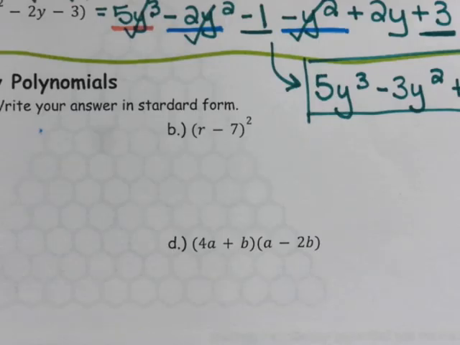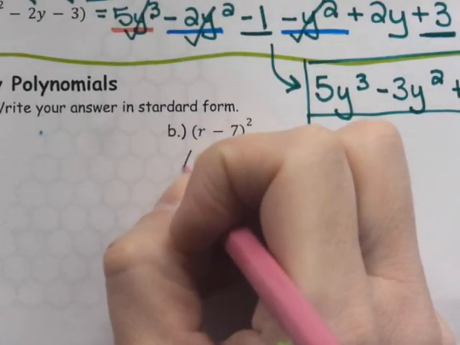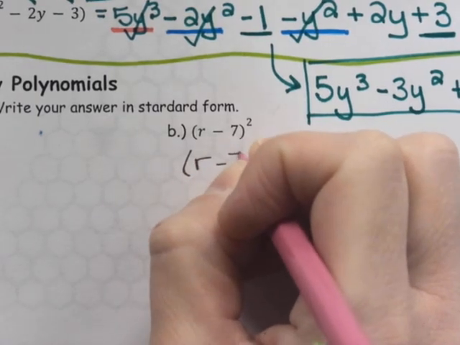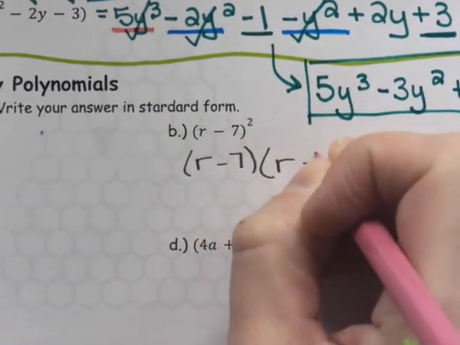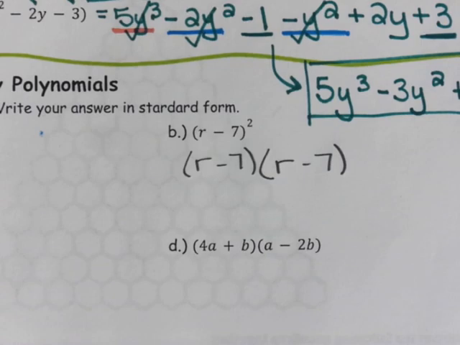If I have r minus 7 and it's telling me to square it, what is it really asking me to do? If you square something, what does squaring something tell you? Like if I had 4 squared, what does 4 squared mean? 4 times 4. So we took that number and we multiplied it by itself. So what does this mean if we apply that same idea? Well, it's going to be the whole set of parentheses times the whole set of parentheses. So it's basically that set of parentheses being multiplied by itself.